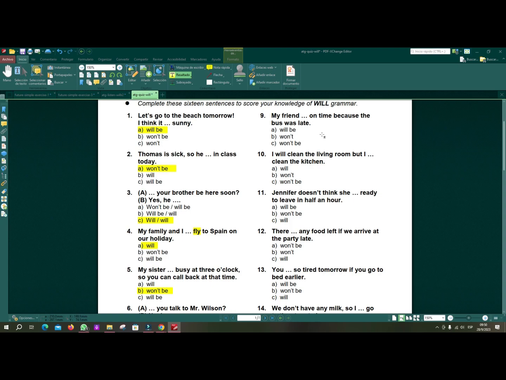My friend won't be on time because the bus was late. Yeah, letter C, right? Great, that's good, Mr. Ruben. Perfect. Number 10, Mr. Abraham. Okay, I will clean the living room, but I won't clean the kitchen. Yes, letter B, negative, right? So I will clean the living room, but I won't clean the kitchen. Okay, perfect.